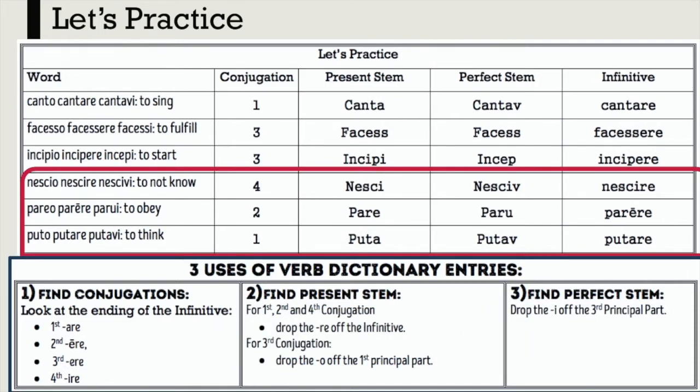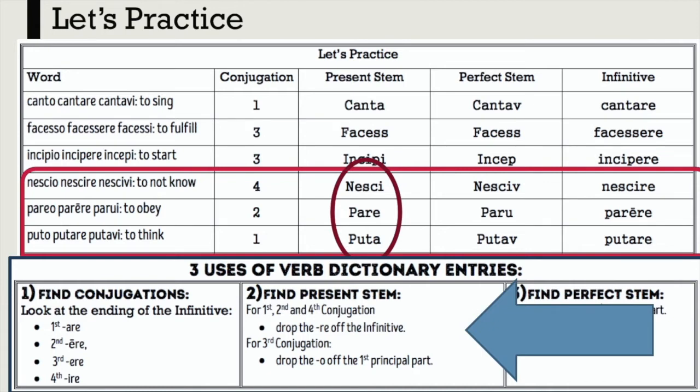So now we're looking for the present stem. We're following the rules in the second box that say how to find the present stem. The first one, we've got an IRE, so we drop the RE and we get nesci. The second one, second conjugation, we can drop the RE. We do, and we get pare. And lastly, we drop the RE off of putare and we just get puta.